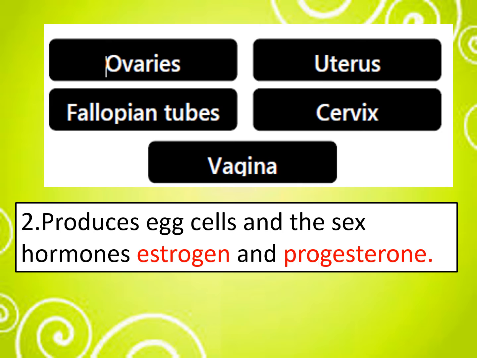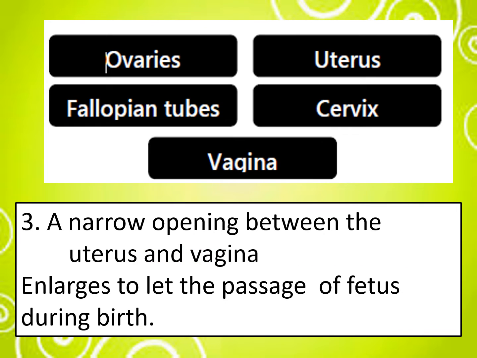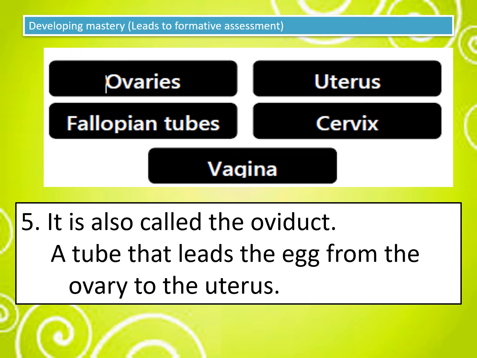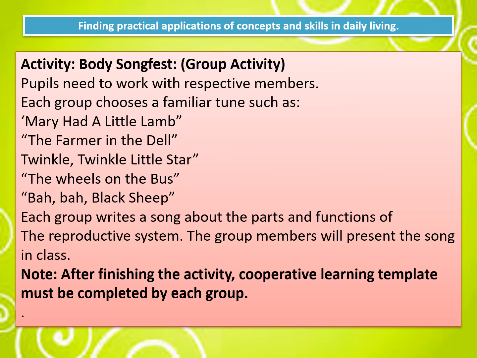Number 2, produce egg cells and the sex hormones estrogen and progesterone. A narrow opening between the uterus and vagina enlarges to let the fetus pass during birth. Where the unborn baby is developed, it has a soft, smooth inner lining called the uterine lining or endometrium. It is also called the oviduct, a tube that leads the egg from the ovary to the uterus. Okay?